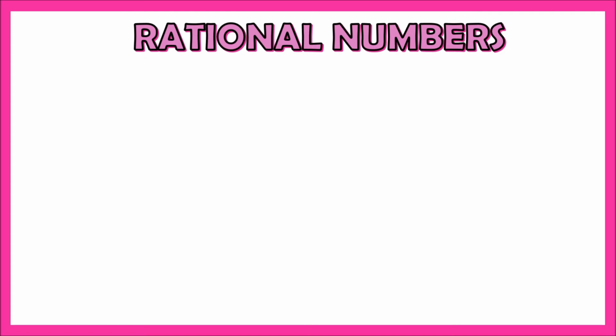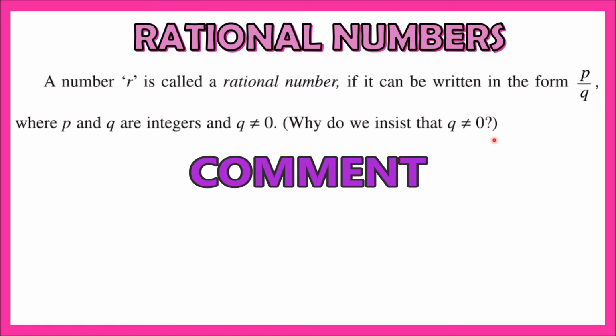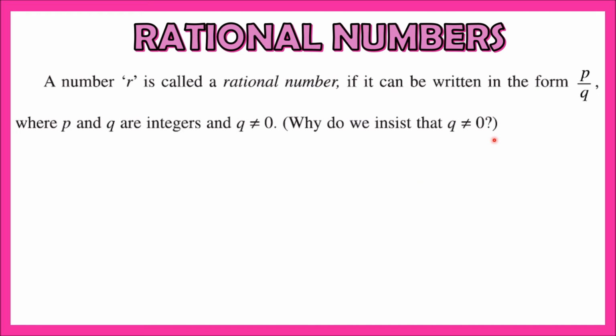A number r is called a rational number if it can be written in the form of p upon q, where p and q are integers and q is not equal to 0. It is written here. A number r is called a rational number if it can be written in the form p upon q, where p and q are integers and q is not equal to 0. Why do we insist that q is not equal to 0? Comment the answer.